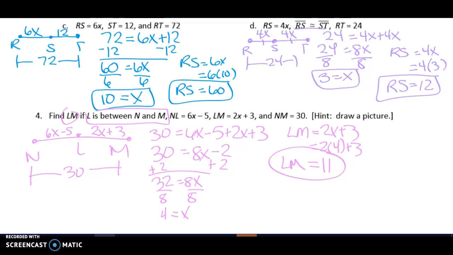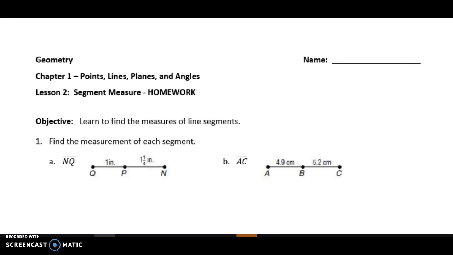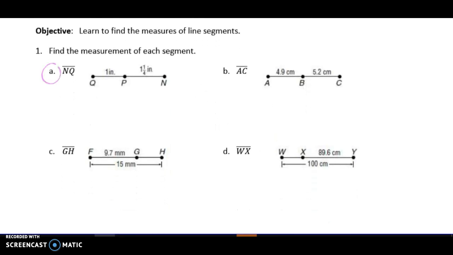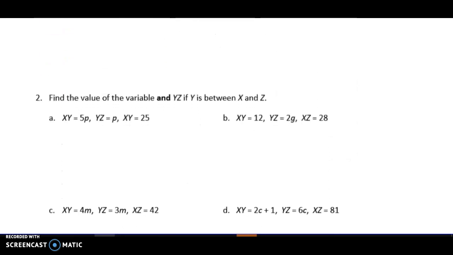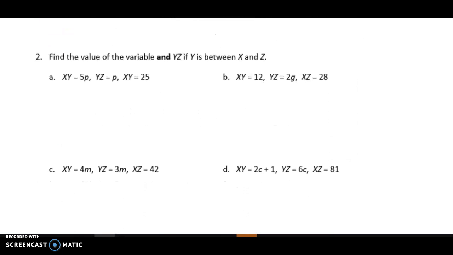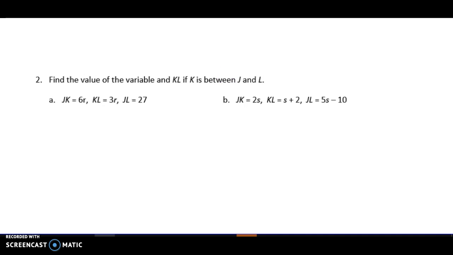Alright, for the homework page, you need to do question 1 A and C. If you do B and D, there's bonus points. You need to do question 2 on the front, B and D. If you do A and C, there are bonus points. And then the back, question 2, all of it. Again, if you have any questions, let me know. Best of luck.